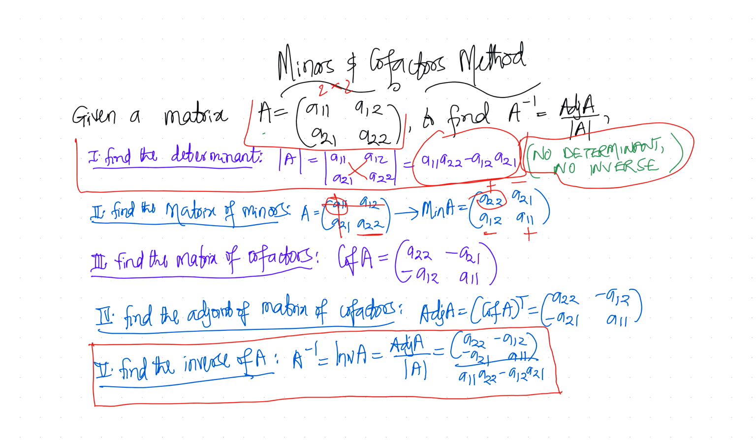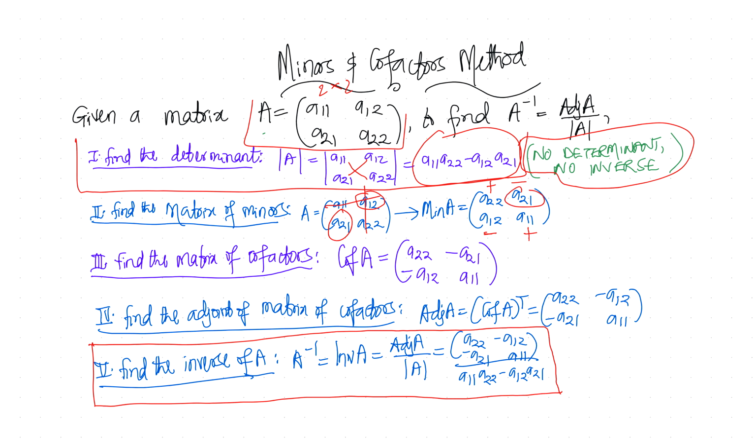Okay? Now, if you don't get that, I'm going to do the same for A12. So what is the minor of A12? You get the minor of A12 by covering the row to which it belongs and the column to which it belongs. Whatever is left, which is A21, is the minor of A12. So A21 is the minor of A12.